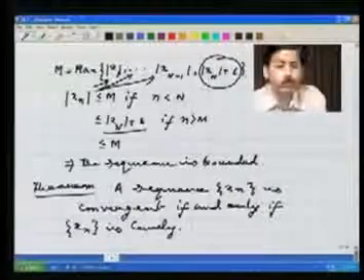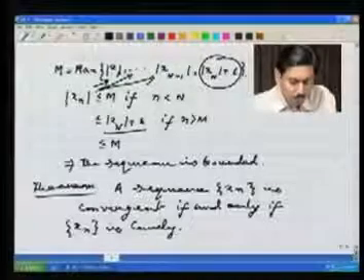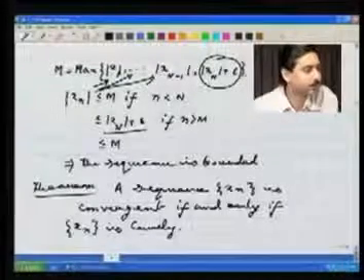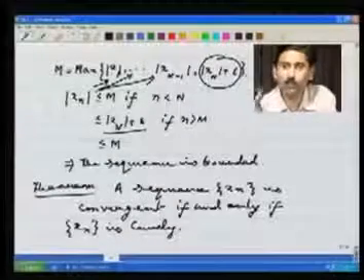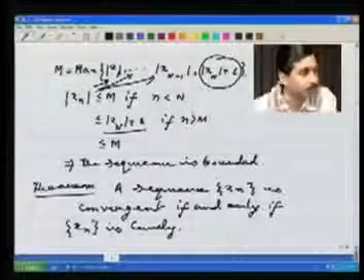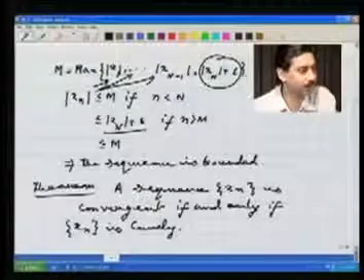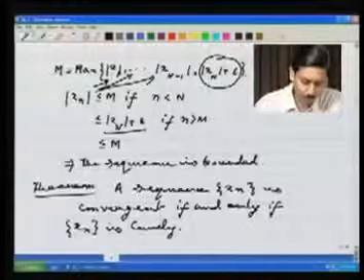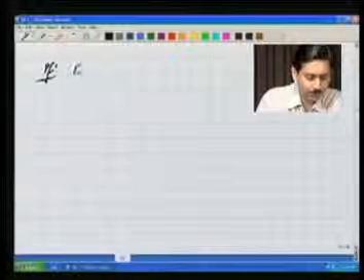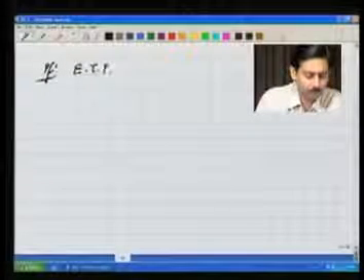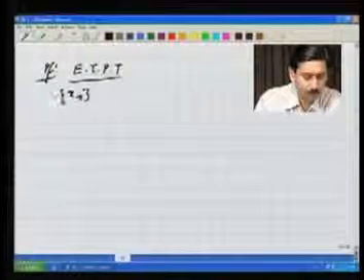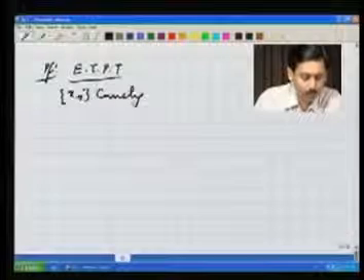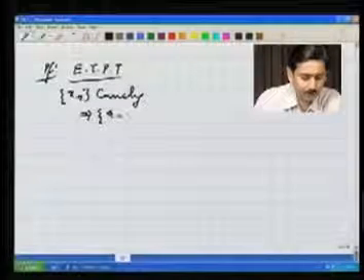Well, let's first look at the statement. Suppose xn is a convergent sequence. I have already proved that it is a Cauchy sequence. So one way the theorem has already been proved. Now it is the other way. If xn is a Cauchy sequence, I have to prove xn is convergent, right? So that is the part I am going to prove. So I will write, it is enough to prove that xn Cauchy implies xn is convergent.